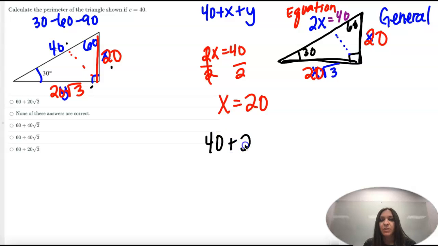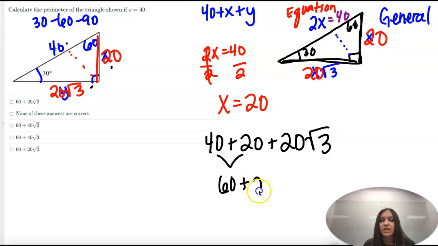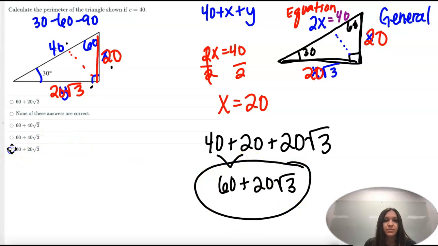Okay, so now I have 3 sides. I can find the perimeter. We're going to add them all up. 40 plus 20 plus 20 square roots of 3. 40 plus 20 is 60, and then we can't add a number with a square root. These are not like terms. And so this would be our answer. That's as far as we can get.